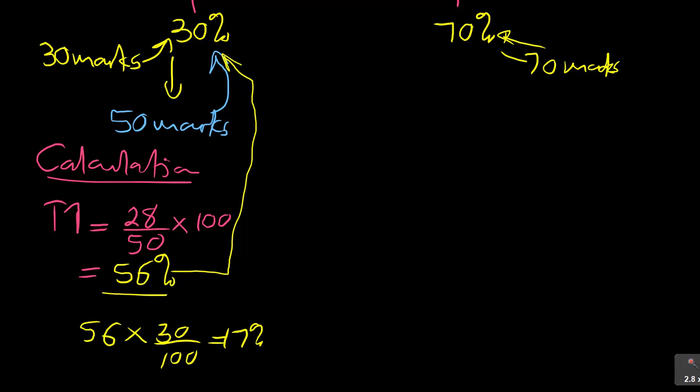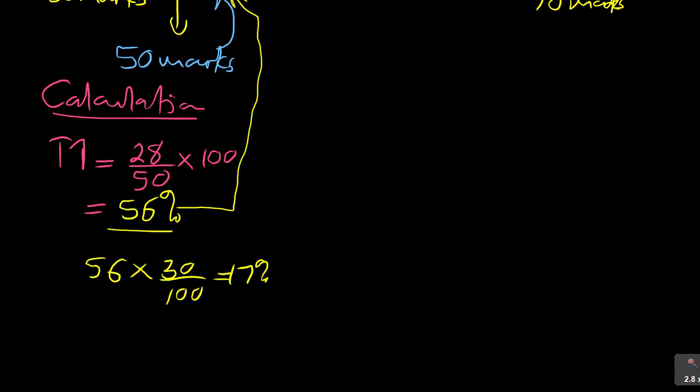So now, out of 30, do you see the mark allocation now? If you convert it to 30%, you are getting 17%. So that is your test 1. That's how they calculate that.